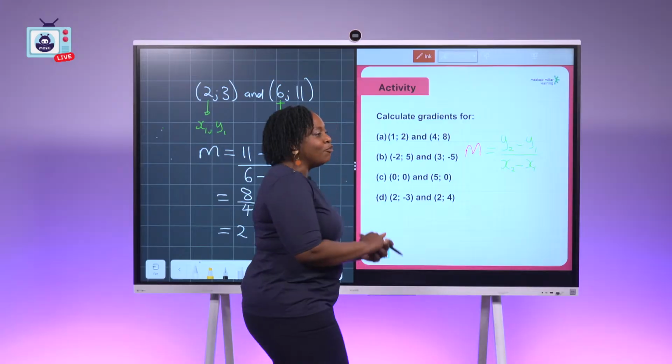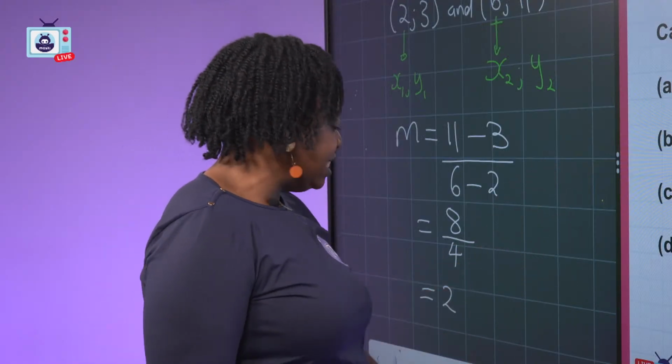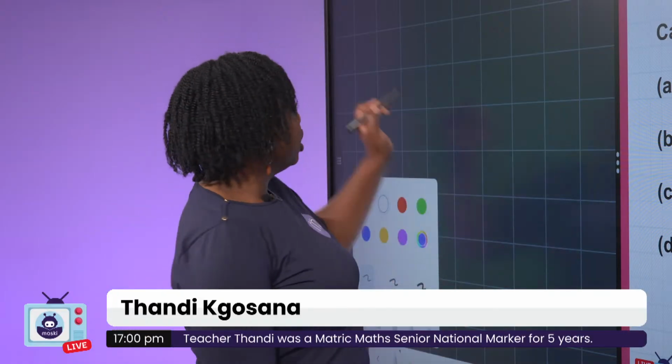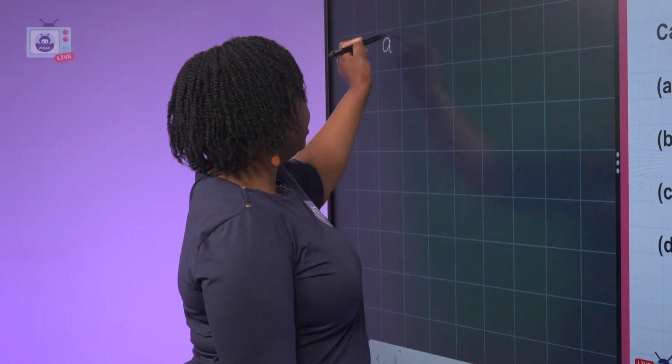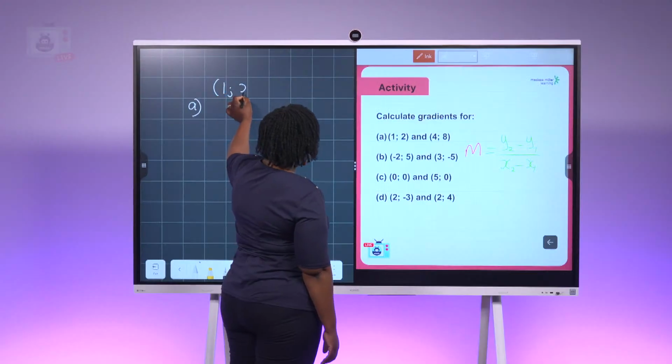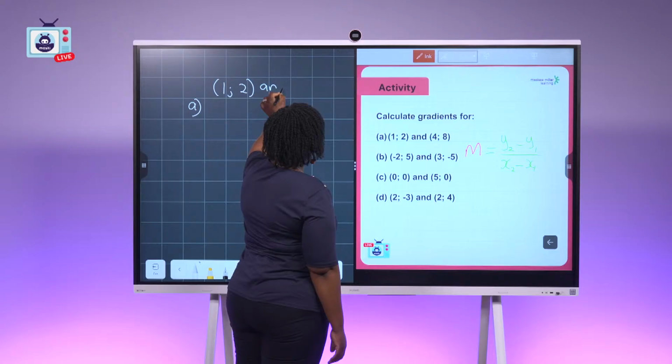Yes, grade 9s. I'm very sure that you guys have started, and let's do it together now, step by step, and see how far we can go. So with number A, we are given the points 1 and 2. And also we are given the points 4 and 8. So let's work on that together and see how we're going to label our x1, x2, and our y1, y2 with these coordinates. So let's copy that down.